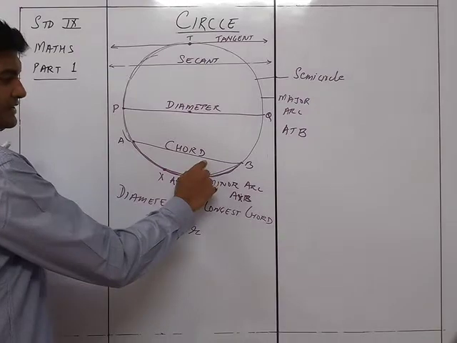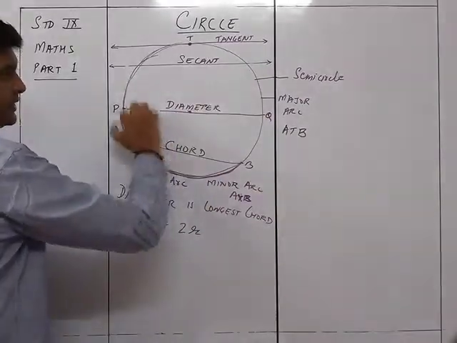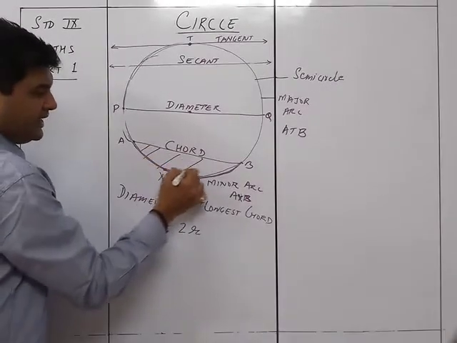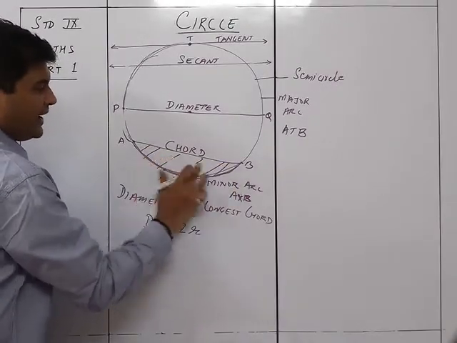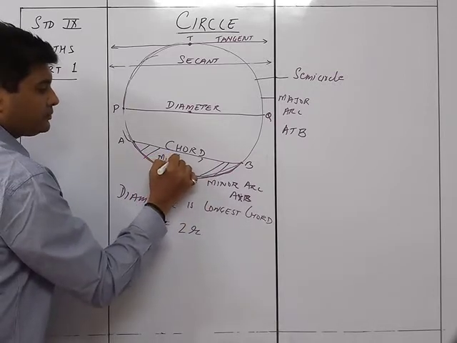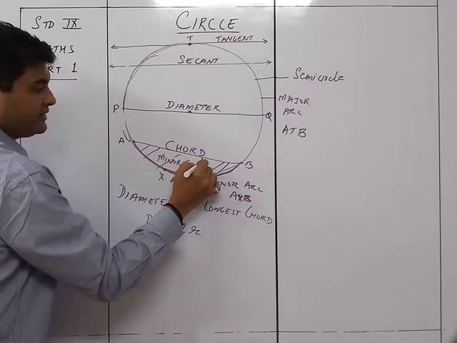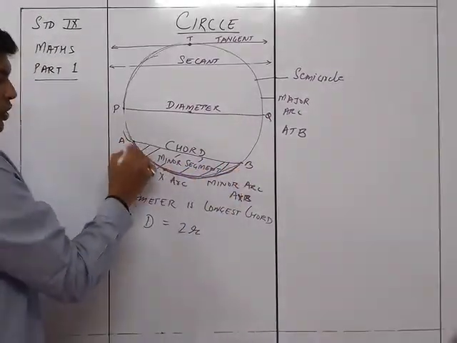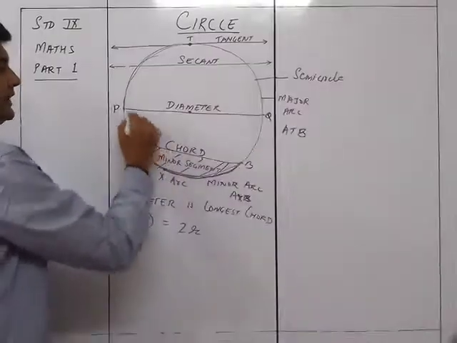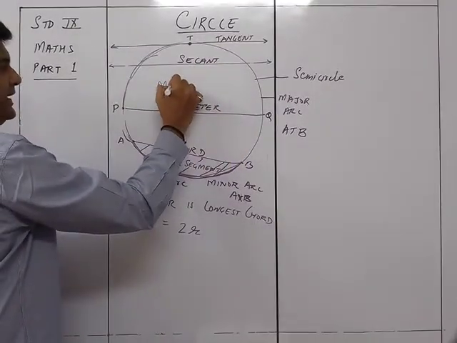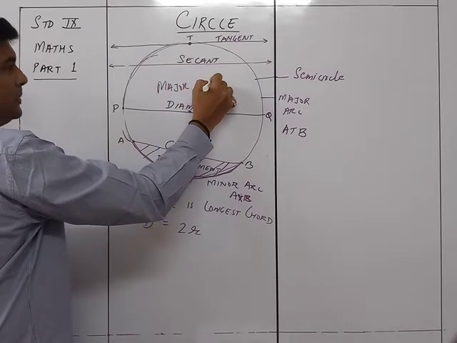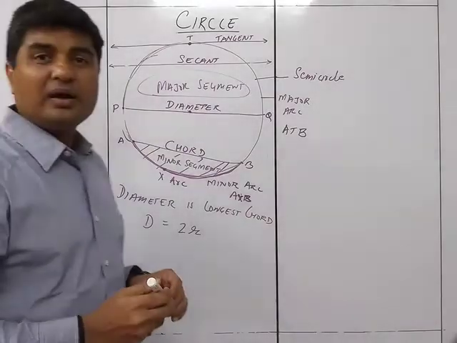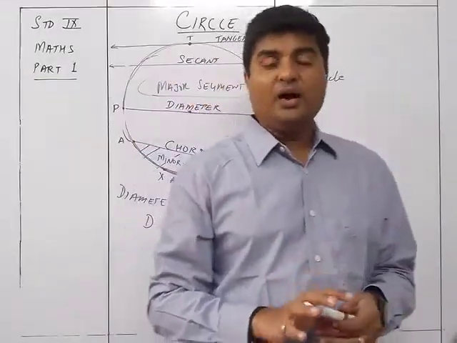Now the chord has divided the circle into 2 parts, the bigger part, that is the major arc, and the minor arc. Accordingly, this area over here is called the minor segment. Okay, this is the minor segment which is formed by the minor arc and the chord. So the chord and the minor arc form the minor segment, and the bigger part is called the major segment.